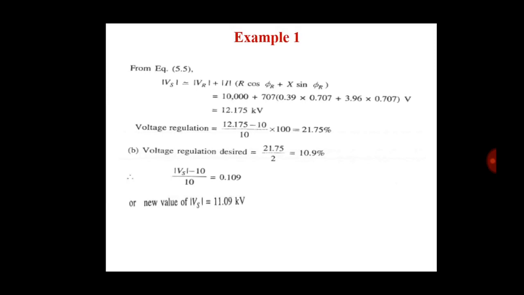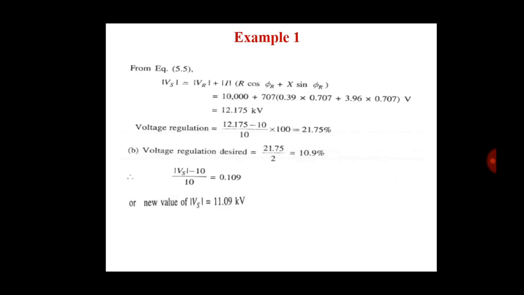Okay, now what is voltage regulation? No load minus full load divided by full load into 100. So 12.175 minus 10 divided by 10 is equal to 21.75%. Now for 50% load, the voltage regulation is 21.75 divided by 2, which is equal to 10.9%.